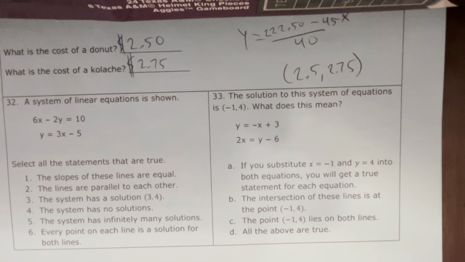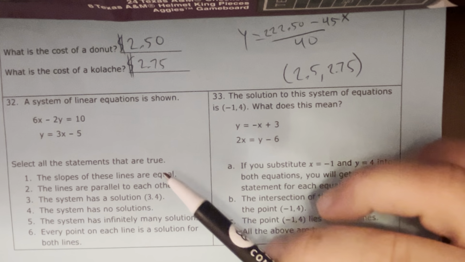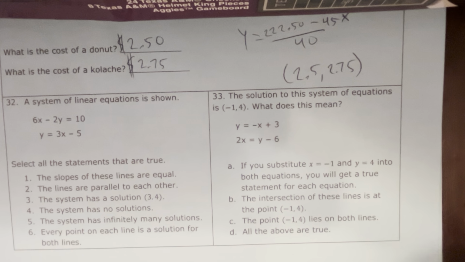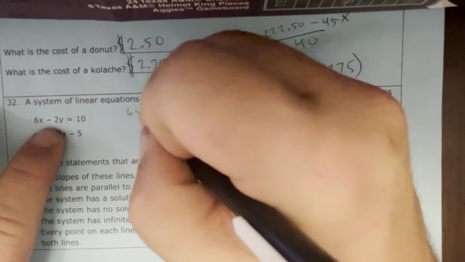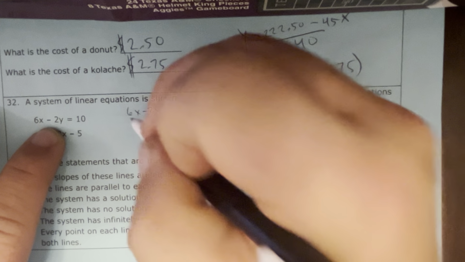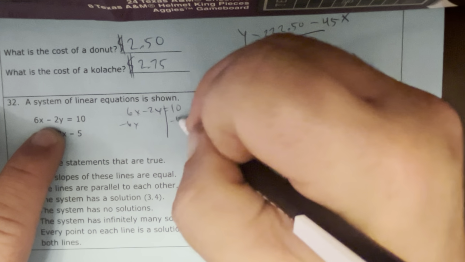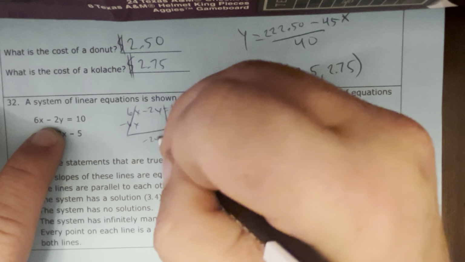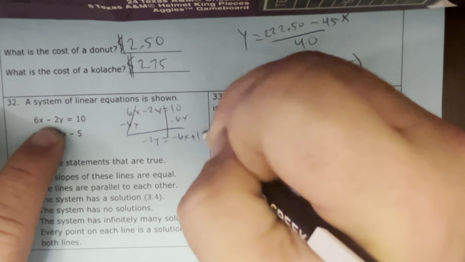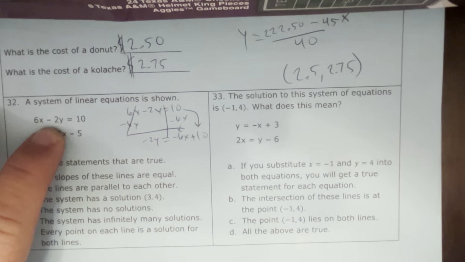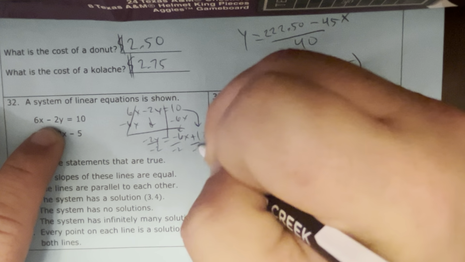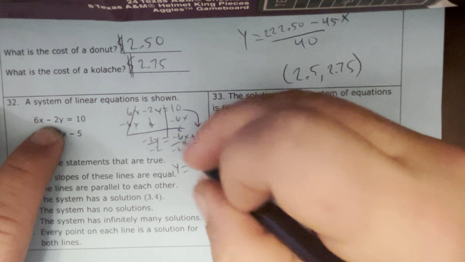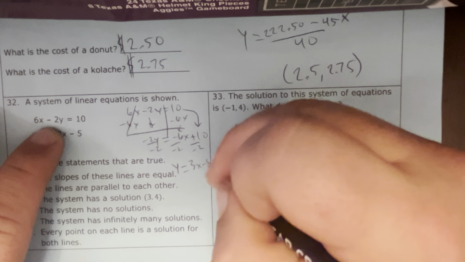Number 32, a system of linear equations is shown. Select all statements that are true. All right, so we have that one. Let's go ahead and solve this one. 6x minus 2y is equal to 10. So we'll subtract 6x to the other side, and these 2 drop down as they are. Then we'll divide by -2 to everything, like we've been doing throughout this packet. Y is equal to positive 3x minus 5.